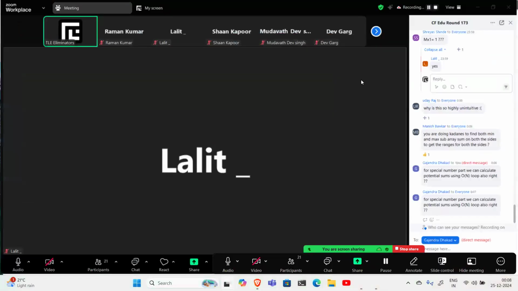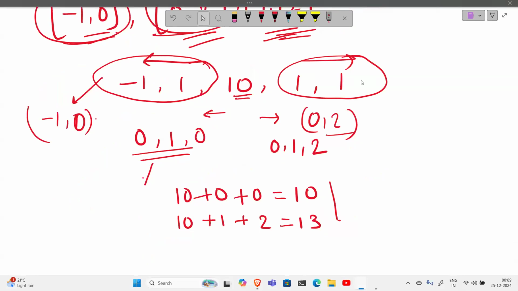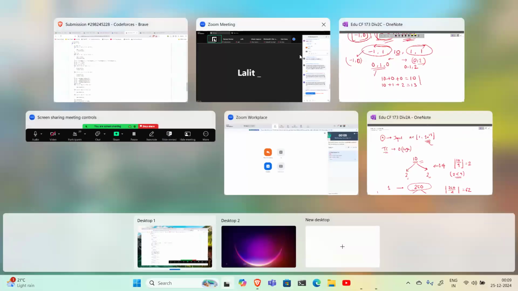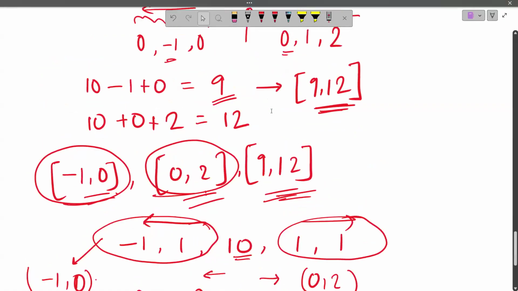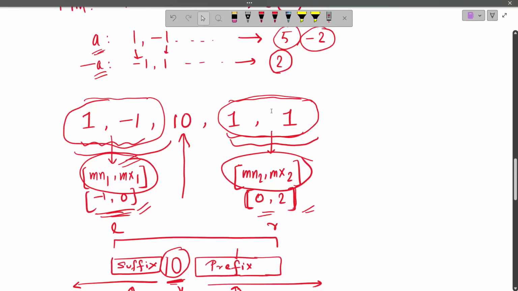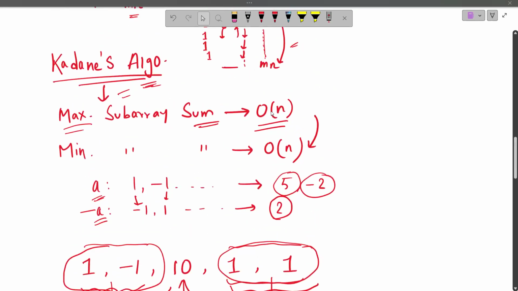Yeah, sure. For the special parts, you can also calculate using a loop. Probably a better implementation could have been done. I did multiple iterations, but as long as the time complexity doesn't increase much, it's fine because that would anyway pass the time limits.